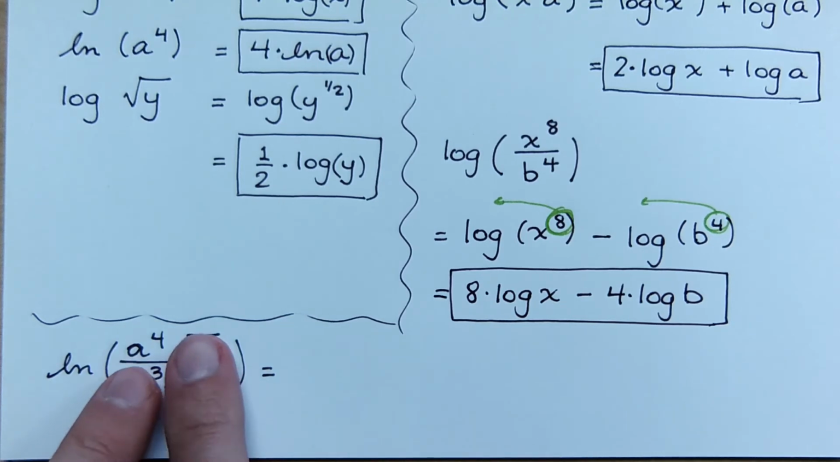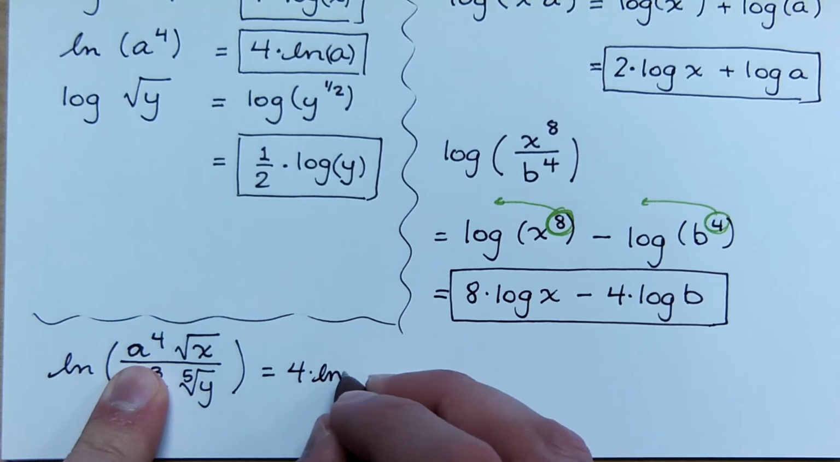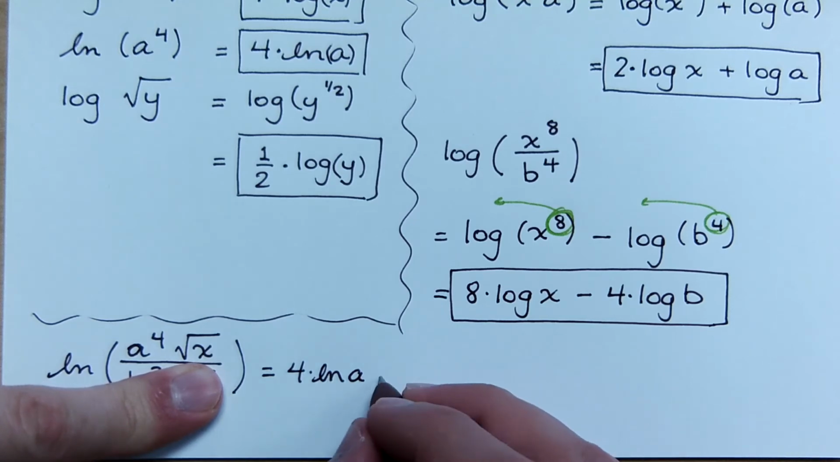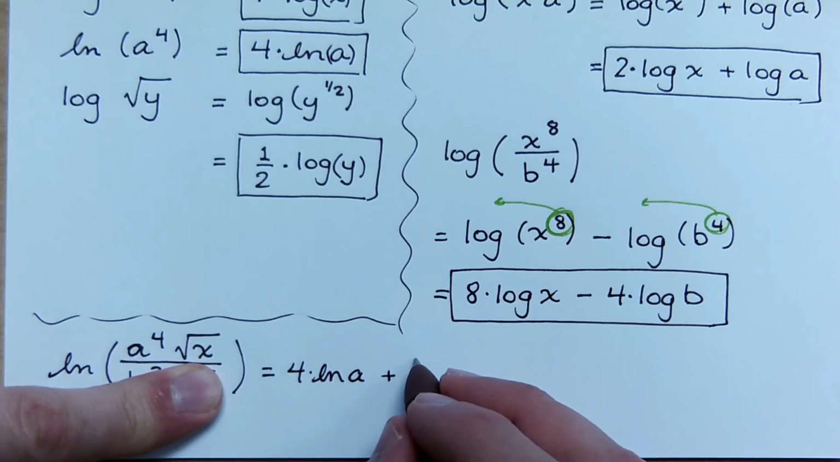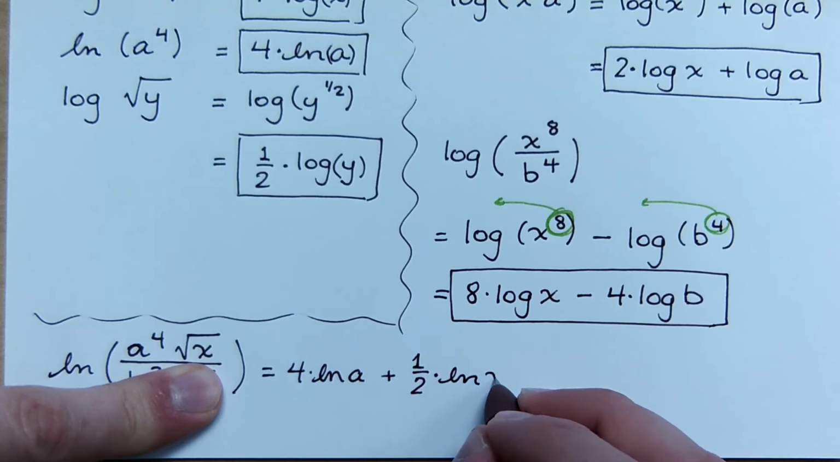So if I just had log of a to the fourth, what would you say? 4 ln a. 4 times the natural log of a. Moving on to the square root. Is that going to be a plus or a minus? What do you think? It's in the numerator. It's a multiplication, so that's going to end up being a plus. And what's the power on x right here? It's understood to be 1/2 because of the square root, so you'd say 1/2 times the natural log of x.